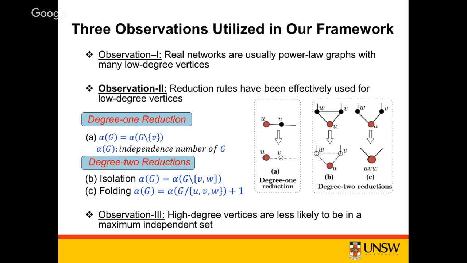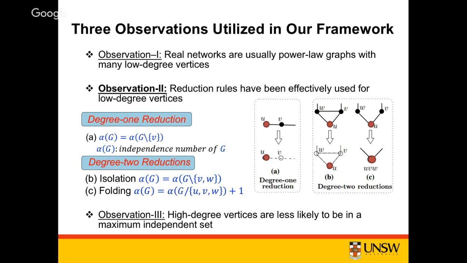So there are two main reduction rules. The first one is the degree 1 reduction. The idea is very simple. If U is a vertex of degree 1, then obviously there is a maximum independent set that contains U. This is because if a maximum independent set does not contain U but contains V, then we can swap these two and also get a maximum independent set.